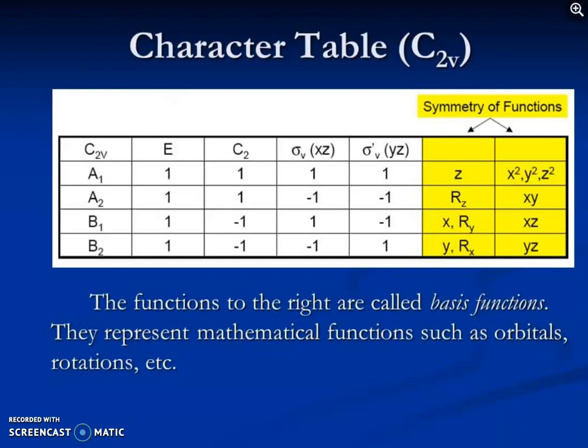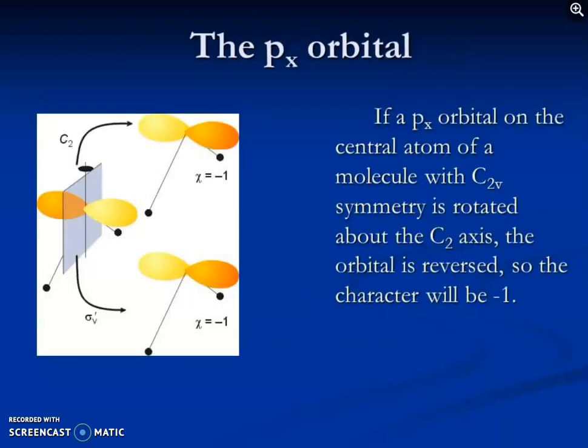The functions to the right are called basis functions. In yellow, it is the basis function. They represent mathematical functions such as orbitals and rotations. So the px orbital, you can see sigma V and C2, character -1, -1.